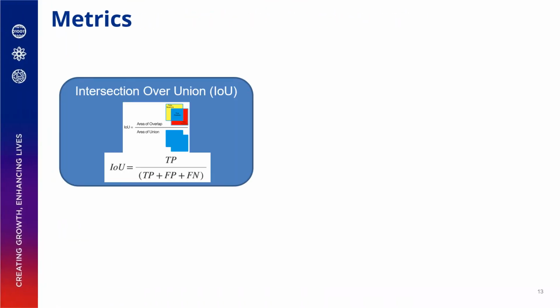Other metrics that we're using, I've been talking about this a lot, but I wanted to give an intuitive understanding before we got started. This is called intersection over union. Intersection over union is essentially, as the name suggests, the area of overlap divided by the area of union.